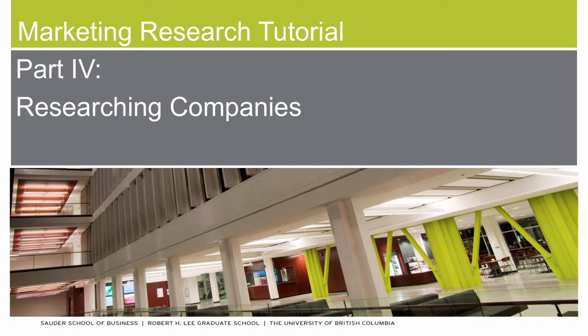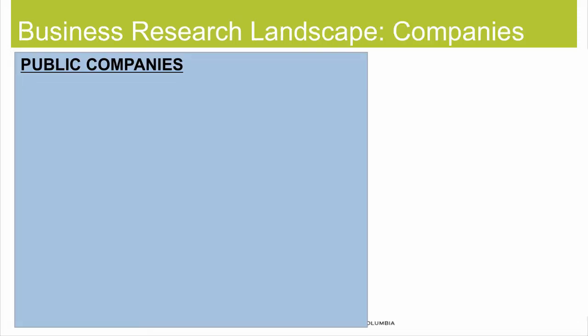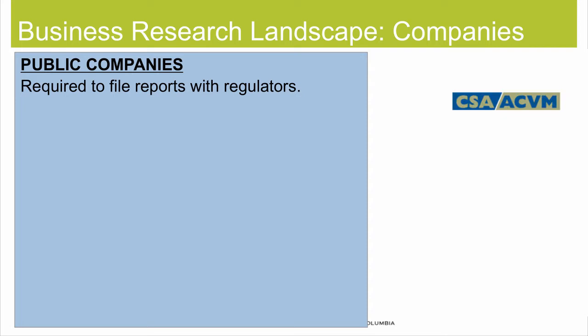Part 4. Researching Companies. Information is not equally available for all companies. Public companies, or companies traded on stock exchanges, are required to file reports with regulators. In Canada, this is the Canadian Securities Administrators, and in the U.S., the U.S. Securities and Exchange Commission is the federal agency providing oversight to the securities industry.